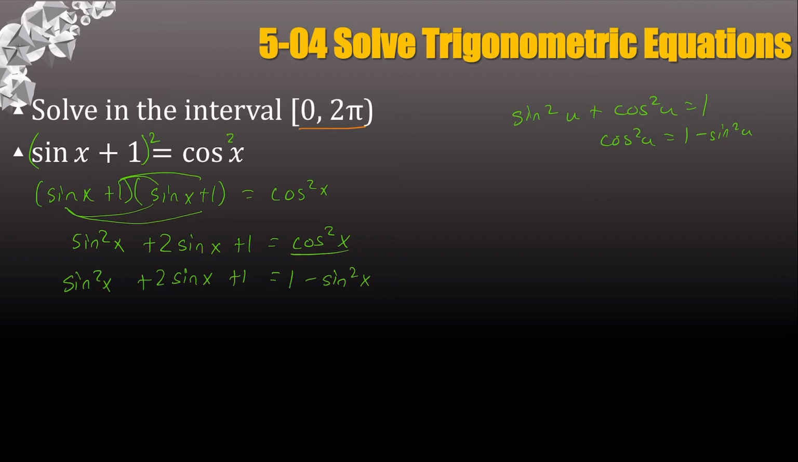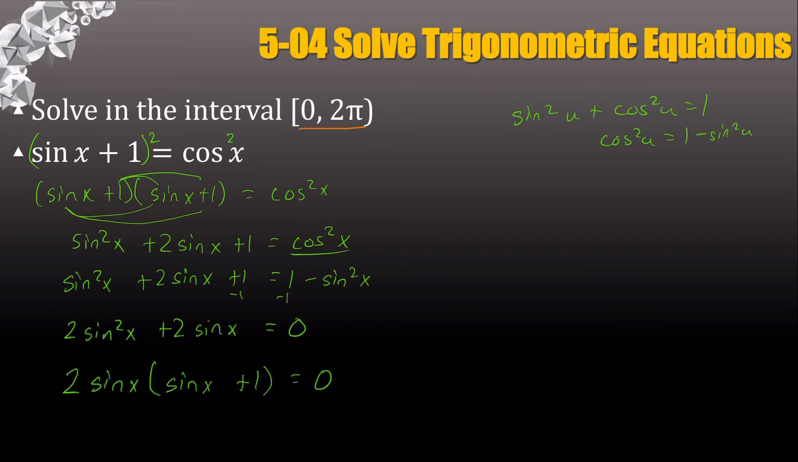Let's get everything on the same side. So if I add sine squared to both sides, I'll have 2 sine squared. And if I subtract 1 from both sides, they'll go away. And now I have just sine. So now I can solve this. Since there's a sine in both parts, I could factor. I could factor out a 2 sine of x, leaving sine of x and a 1. Take each of those equal to 0. And so I get sine of x equals 0, and I get sine of x equals negative 1.